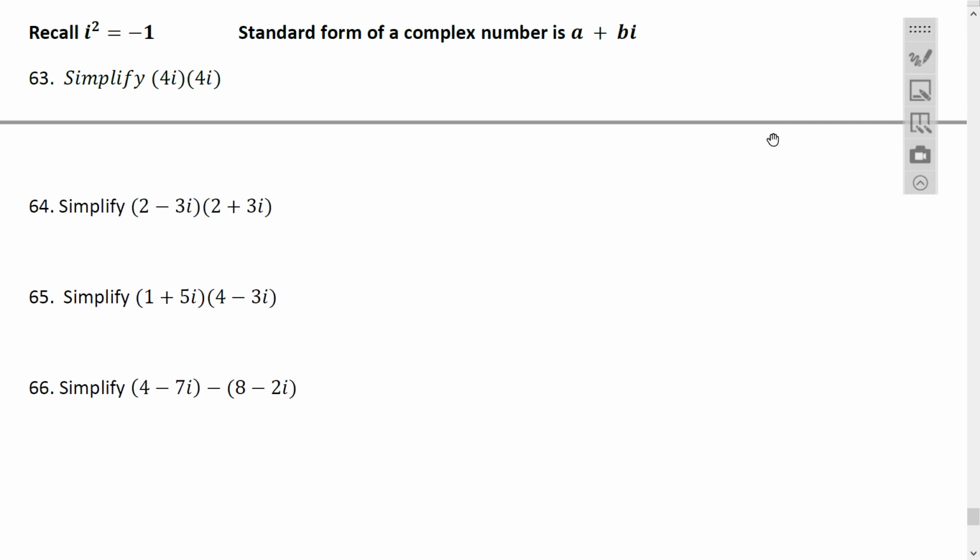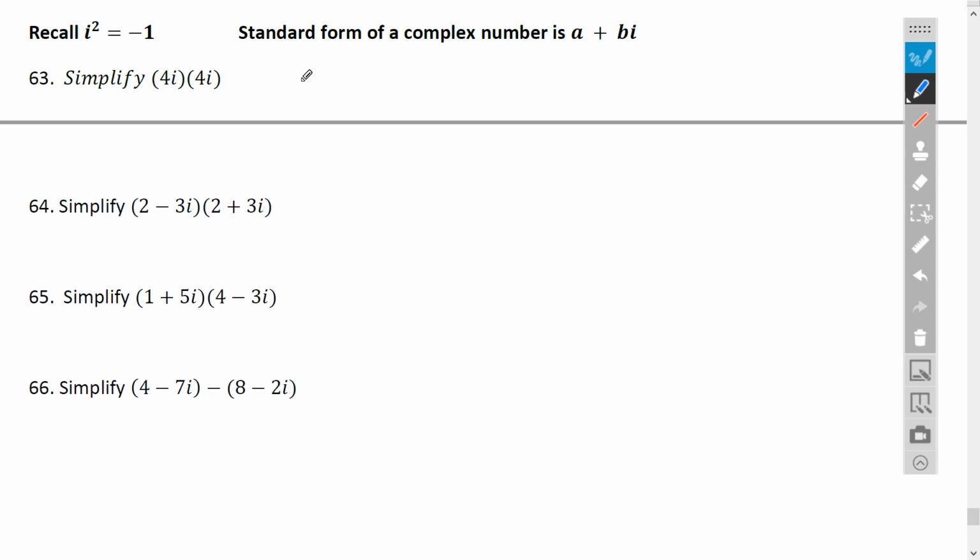Number 63, simplify and write in standard form of a complex number, which is a plus bi. So 4i times 4i is 16i squared. But remember, i squared is the same as negative 1, so that would be negative 16.